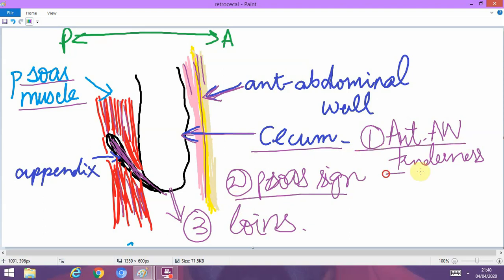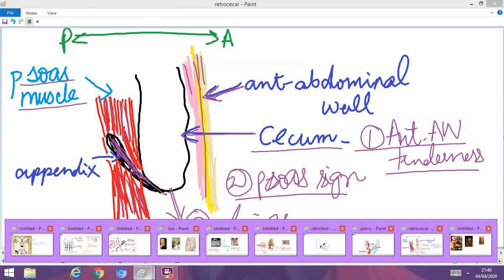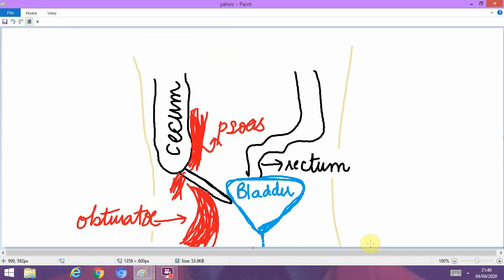So these three signs were very different from the common presentation. It is important to know that this will happen if the appendix is retrocecal. Now, let's suppose the appendix is in a different position, as it is in a pelvic position here. It's almost directing towards the pelvis. The signs that you're going to see here will be different.